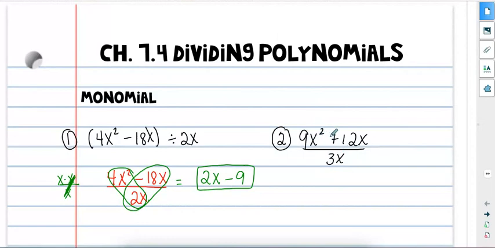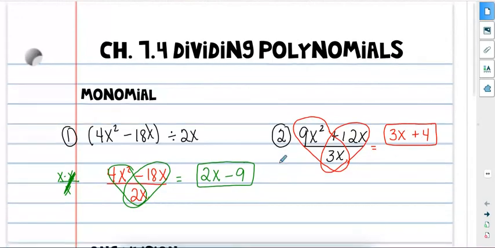And since it's set up for us already, we're going to divide the first term with 3x. So 9 divided by 3 is 3. And x squared divided by x is x. Now we're going to do 12x divided by 3x. So 12 divided by 3 is 4. So it's positive 4. And of course, x over x is 1. So our quotient is 3x plus 4. Okay, let's move on to the next part.